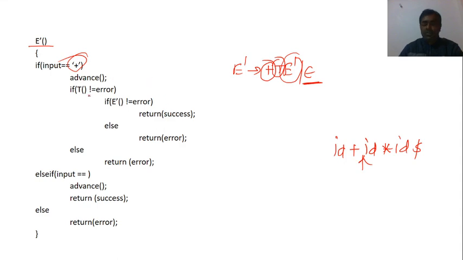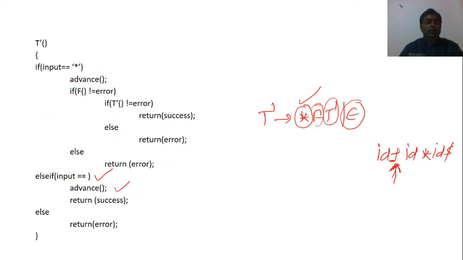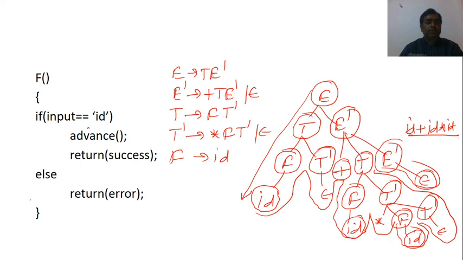Now call T, let's go to T, then call F, go to F, this one. If input equals id, here you can see this plus has been checked. Now I am here, yes, this is id. In this way this procedure is called, and in this way you can write the recursive descent parser for any grammar.